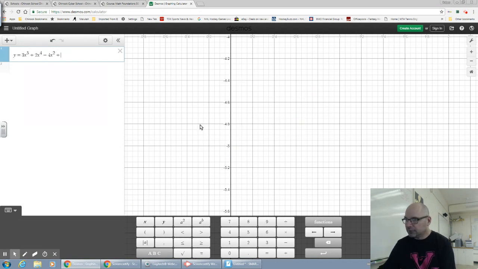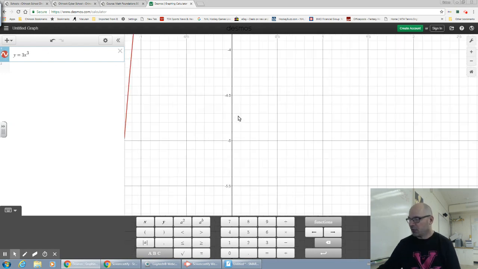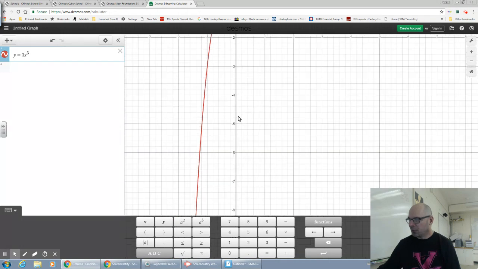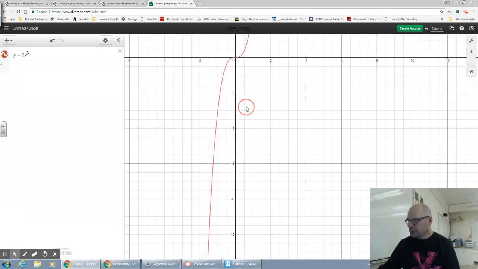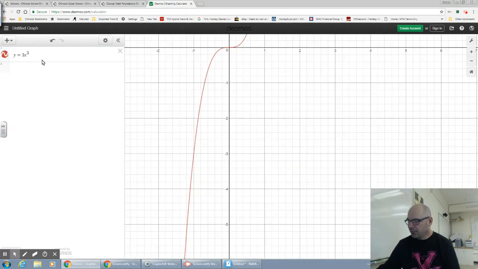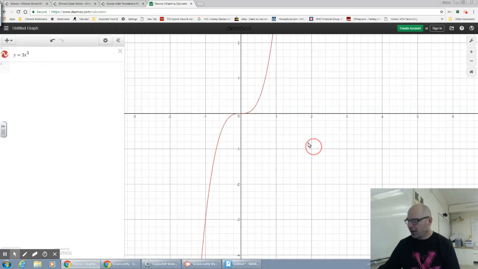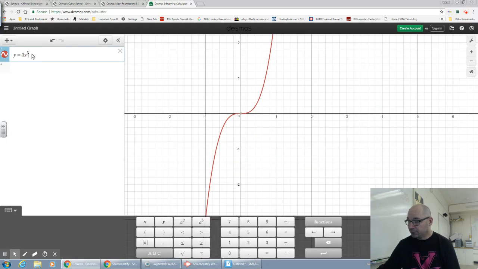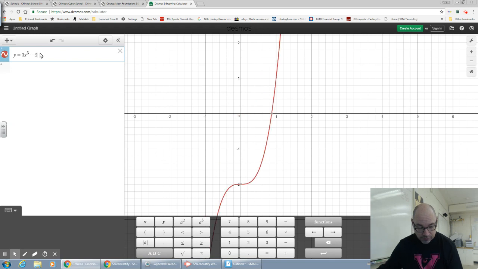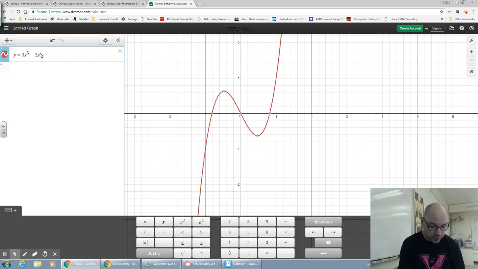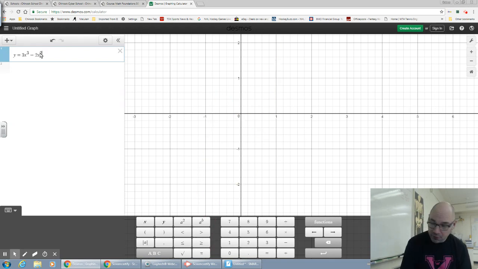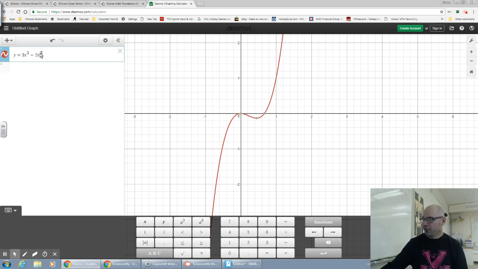So we don't have to go all the way up to x to the 5th. We go up to x to the 3rd. Zoom back out here. Let's go 3x to the 3rd minus 2x squared. Okay, so we can see that this here are called turning points.